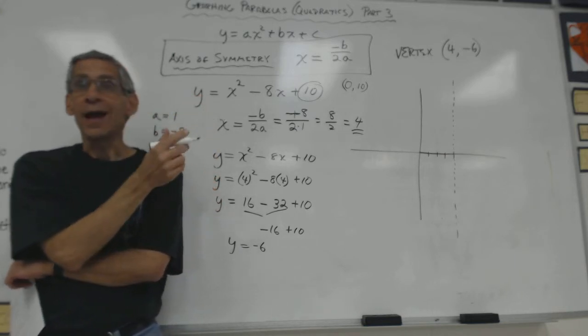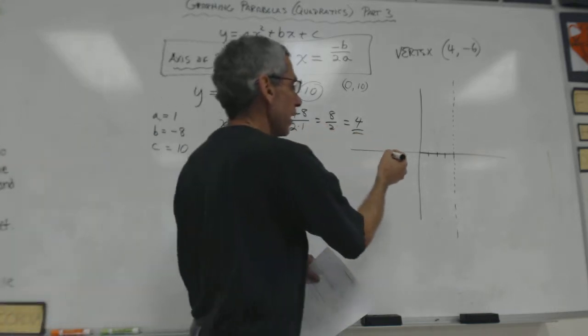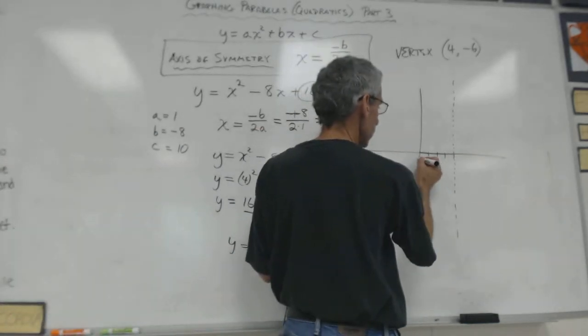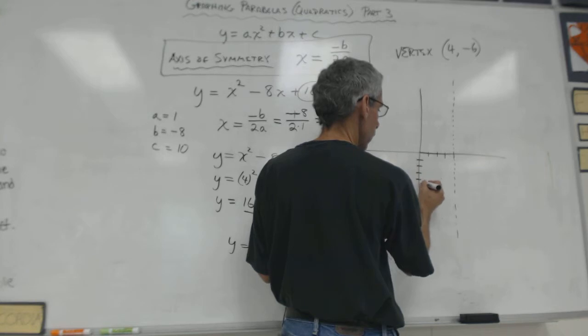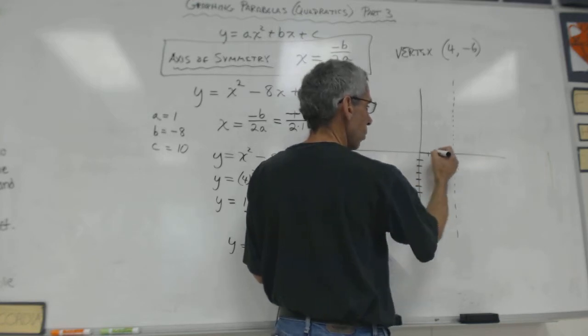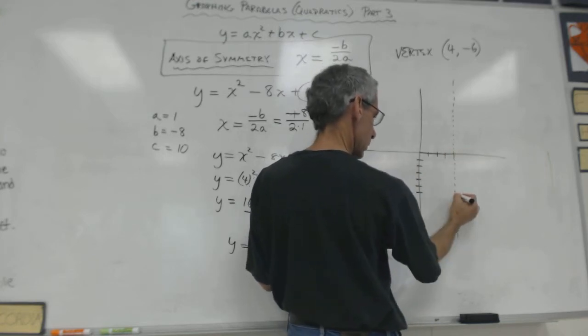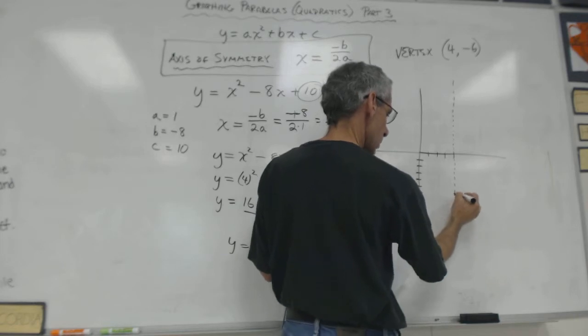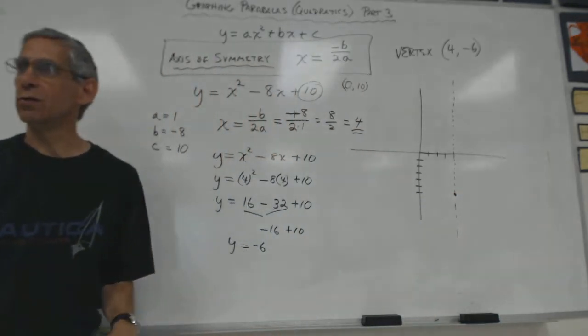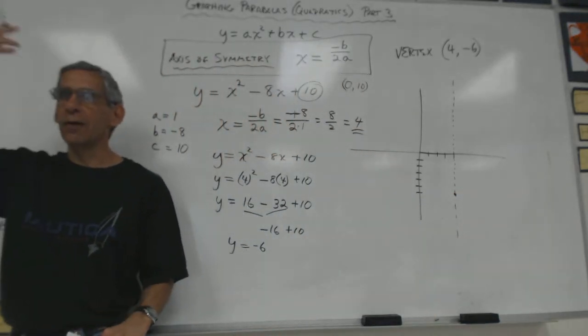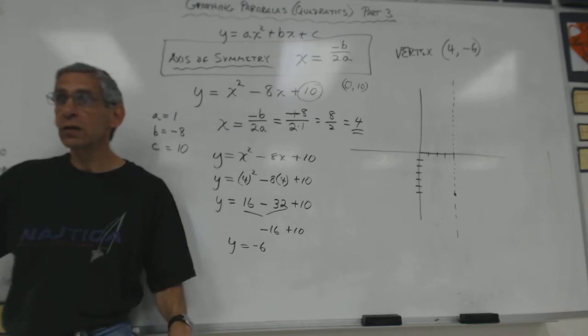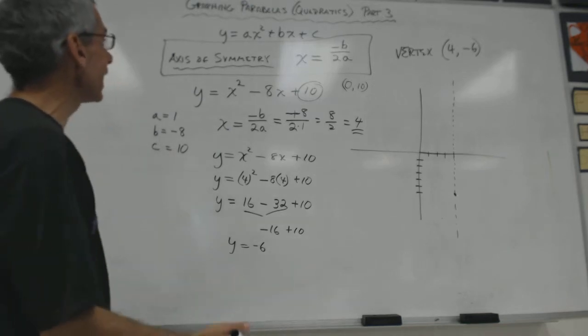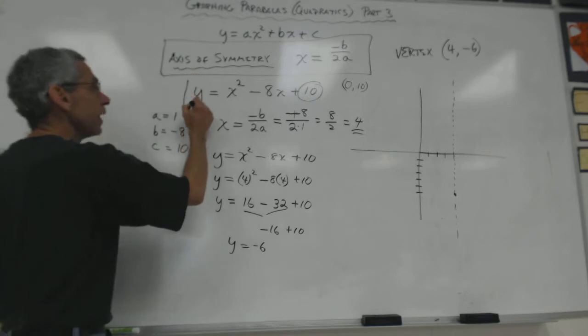All right. Now we have a vertex. Let's go plot it. So that's 4. This is 1, 2, 3, 4, 5, 6. So over 4, down 6, somewhere there. Oh shoot, now I don't know what to do. I've got my vertex. What? Standard parabola. Standard parabola guy. Okay, look at that.